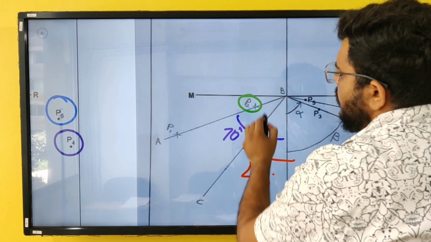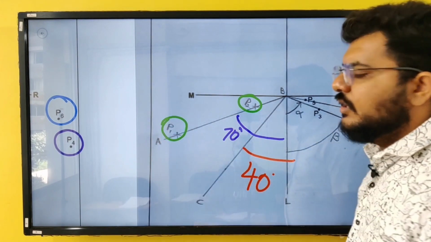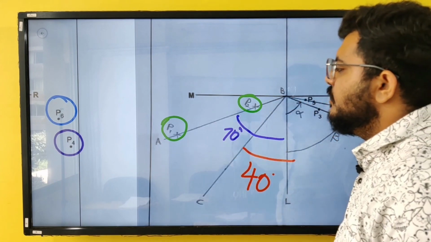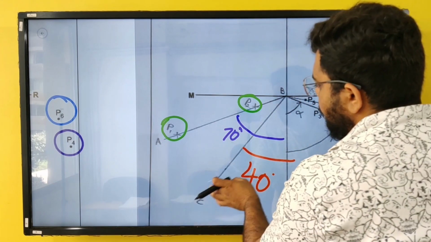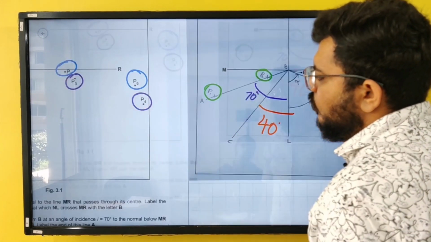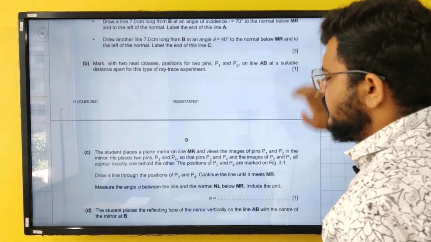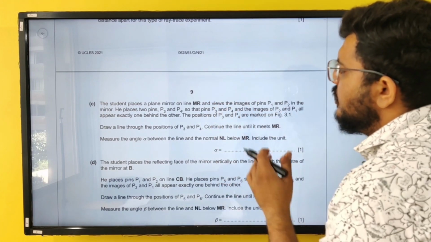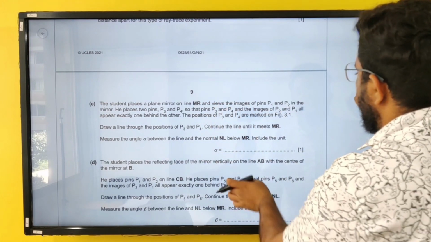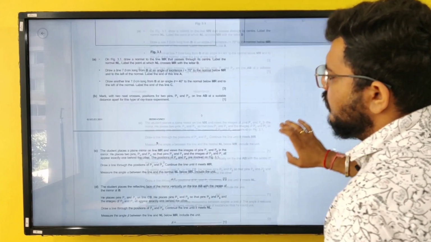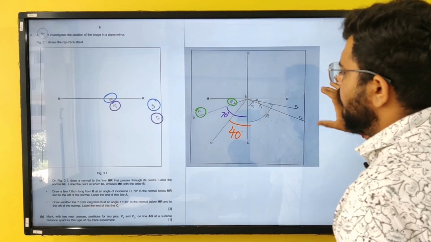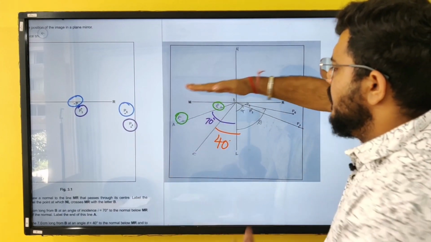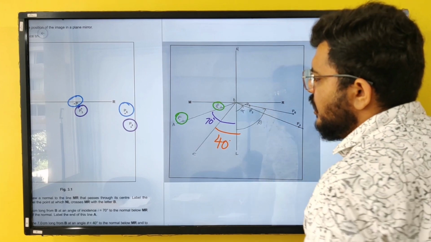Mark your points P2 and P1 in this manner with the same distance, okay? Then what do we have next? They are asking, the student places a plane mirror on the line MR, right? So let's go back. We'll need a little bit of back and forth for this question. So MR, they've kept the mirror like this, okay?